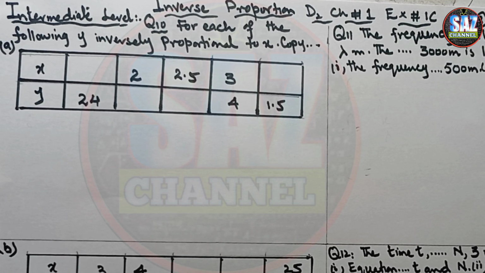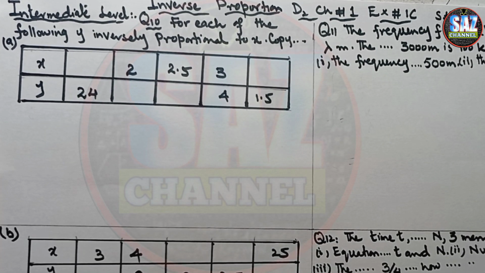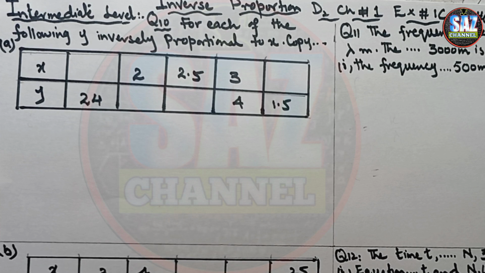This is my third lesson of D2, chapter number 1, exercise 1C. In this lesson, I will solve question number 10, intermediate level. Let's read the question first. Question says, for each of the following, y is inversely proportional to x. Then we have to copy and complete the table.